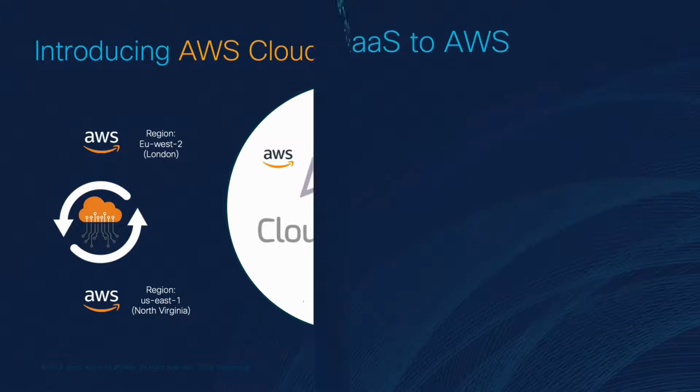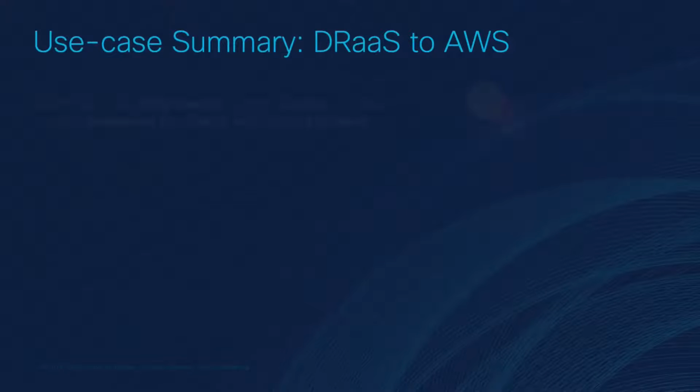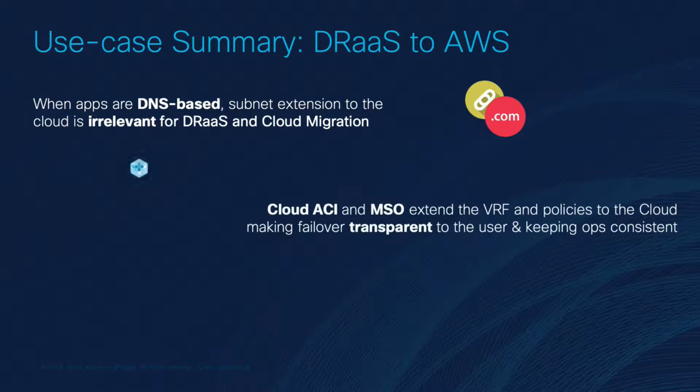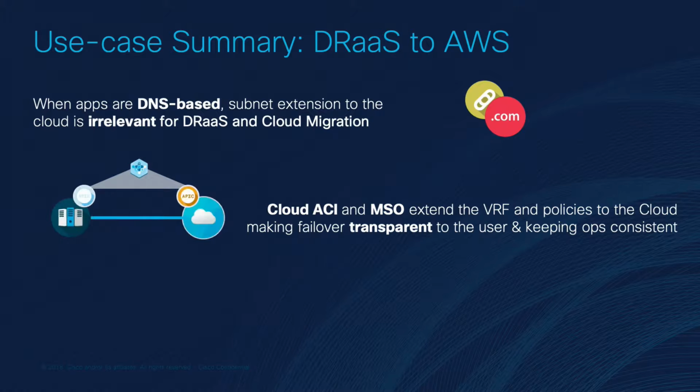Great, Herman. As a summary, when apps are DNS-based, subnet extension to the cloud is irrelevant for DR as a service and cloud migration purposes, and health checks, like the ones we provided in Route 53, can help you fail over even automatically. Cloud ACI and MSO extend the on-premises network and its security policies all the way to the cloud through its automated VXLAN and MP-BGP deployment, making failover transparent to the user and keeping operations centralized and consistent.